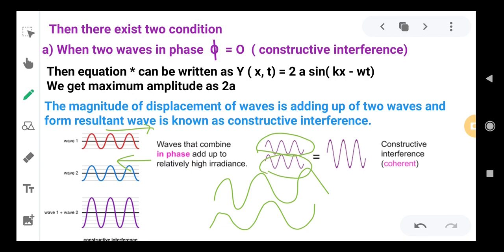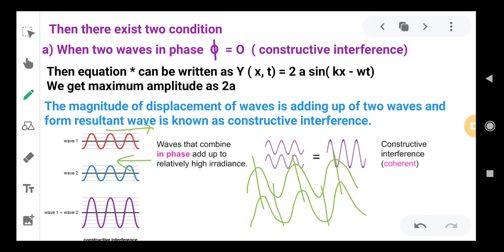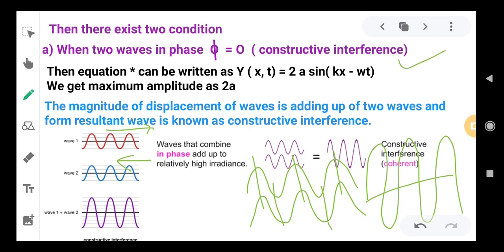In this, the crest of the first wave and the crest of the second wave, if both overlap, crest to crest, trough to trough, the resultant will be with the maximum displacement. When this maximum displacement arises, it is known as constructive interference.